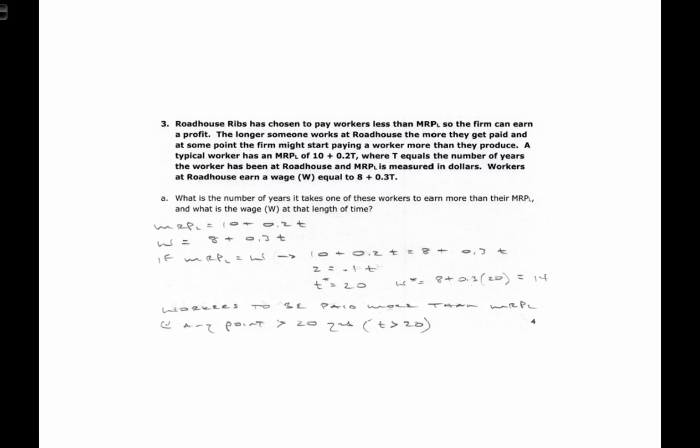So we're thinking about a point in the future here where we might have wages that are greater than marginal revenue product of labor. We have a typical worker that's got a marginal revenue product of labor curve of 10 plus 0.2t. So marginal revenue product of labor equals 10 plus 0.2t. Separately, we have a wage equation: wage is equal to 8 plus 0.3t. So W is equal to 8 plus 0.3t. Those are the two equations that we've got.